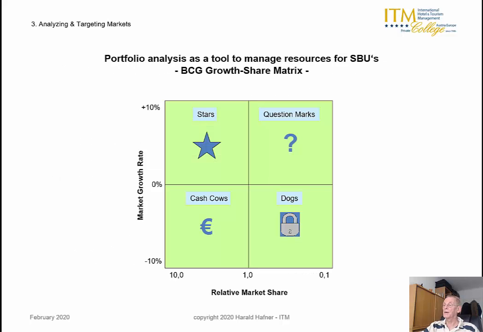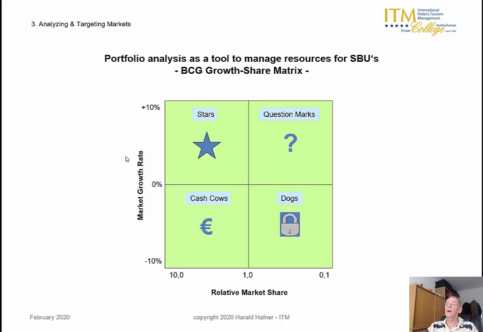Looking at this chart that I have outlined for you, we can see the portfolio analysis as a tool to manage resources for SBUs. And as you know, SBU stands for Strategic Business Unit. The model that I'm showing to you here is the BCG Growth Share Matrix. BCG stands for Boston Consulting Group, and Growth Share Matrix describes the two dimensions outlined in this matrix.